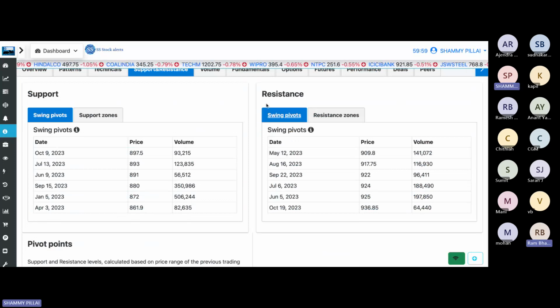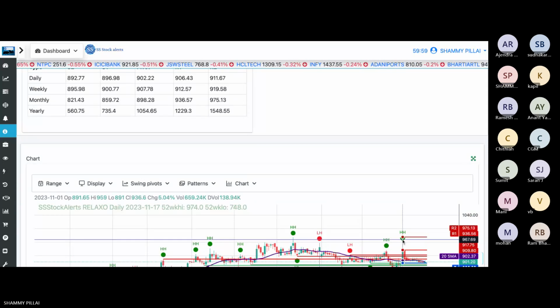Just spend 2 minutes of your time checking the resistance, or this is a supply zone for me, this is a demand zone for me. So it is readily available. If you go and check the price over here, you will come to know whether to take this stock or not. And the recent price action is October 19th. Okay, 936. The 936 is here.